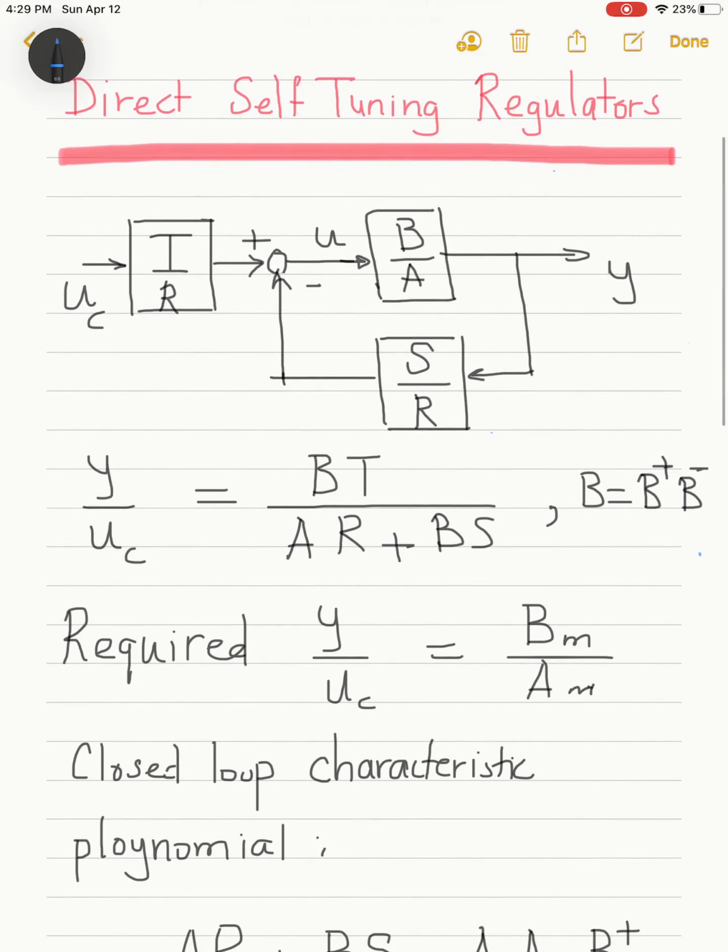Now let's first consider a single input, single output block diagram for a system. This is a plant. This is a feedback component of the control law, and this is the feed forward component. B and A are polynomials in the forward shift operator q. Also S, R and T are polynomials in the forward shift operator q.